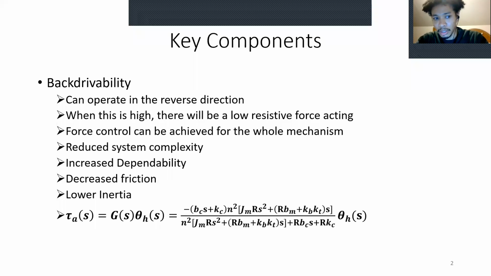Some of the advantages of a system being backdrivable are that it can operate in the reverse direction. When backdrivability is high, there's low resistive force acting. The system becomes less complex. There's reduced friction and also lower inertia. Here we can see the transfer function of backdrivability, and you'll see where it's put to use a little bit later on.